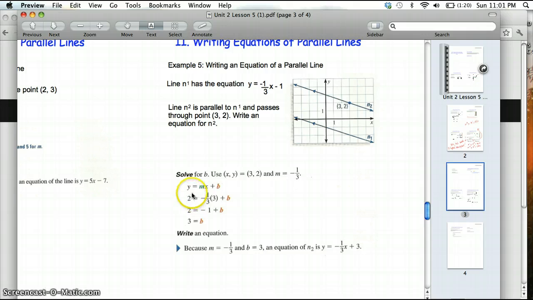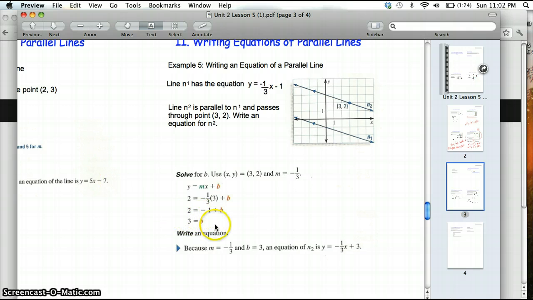So let's write our equation. Our equation is y equals mx plus b. Now, again, it gave us this point, (3, 2), and we know our slope, m equals a negative 1/3. So let's plug in. Our y is 2, so 2 equals, our slope is a negative 1/3, our x is 3, plus b. So 2 equals, now a negative 1/3 times 3 over 1 is a negative 1, plus b. We add 1 to both sides and we get 3 equals b.